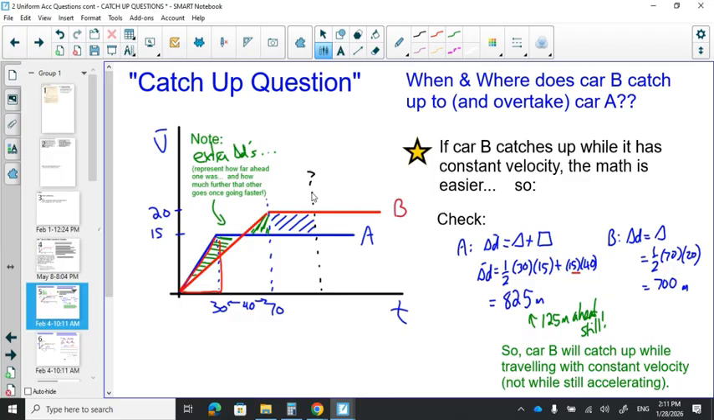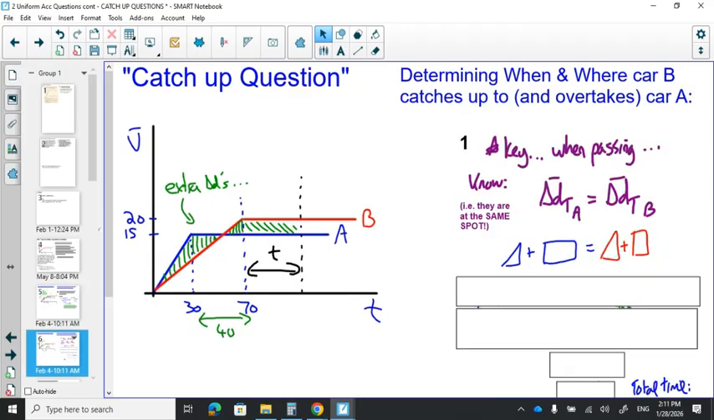So again, the area of the graph for that. So we get a grand total of 825. Car B, the red one, in the 70 seconds here, its displacement would only be 700. And so you can see car B is still behind. Car A is still ahead by 125 meters. So car B will catch up at some point later, and our work is going to be based on that fact.